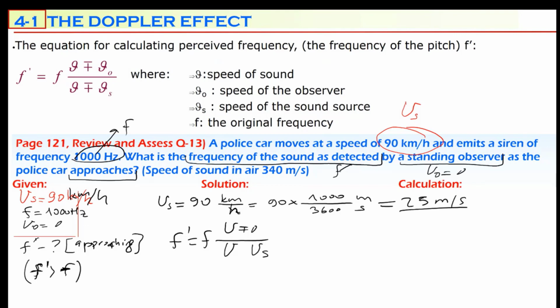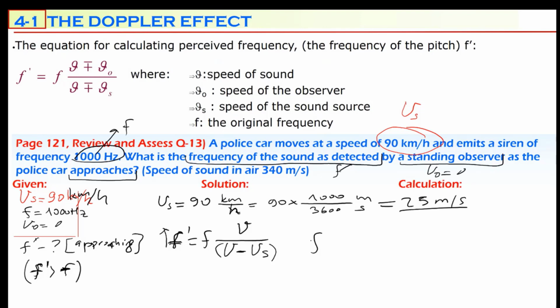Okay, I know that F prime is greater than F. To make F prime greater than F, should I make the denominator negative or positive? What do you think mathematically? I want to make F prime greater than F. To do this, the denominator must be smaller. That's why I should subtract: V minus Vs. So in this case, I can get F prime greater than F. If I make it positive, this time F prime will be less than F. This is not correct according to this question.